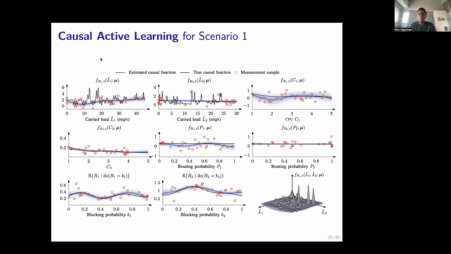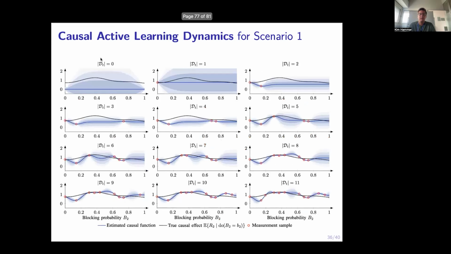And we can zoom in on one of these causal effects. Here we have the causal effect of changing the blocking probability on the response time of the second service. You see how the estimated causal effect evolves over time, where in the beginning we have a lot of uncertainty, and then gradually as we collect more and more measurement samples, the uncertainty reduces and we obtain a better and better fit of the true causal function.